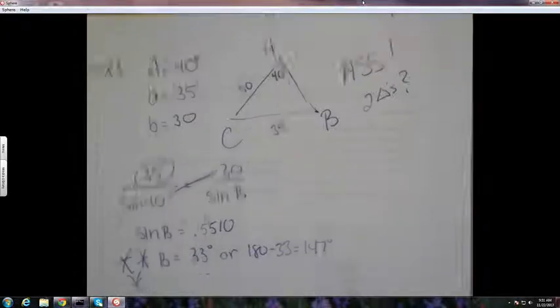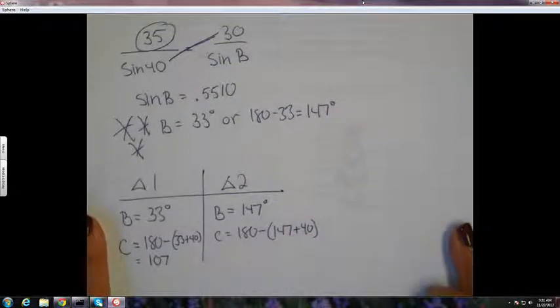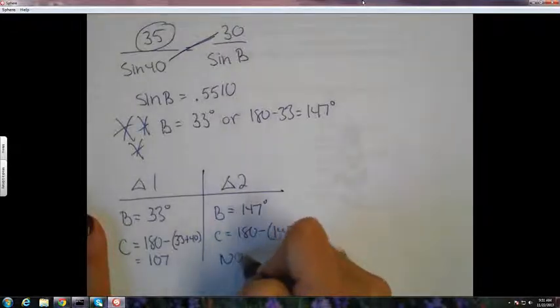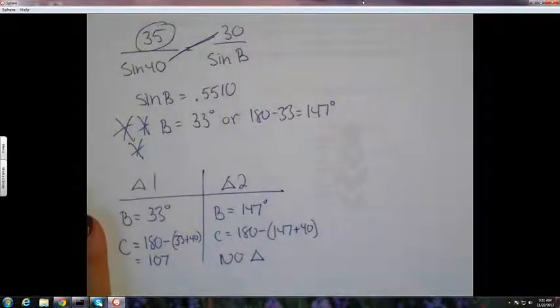Why doesn't it exist? It's already over 180 for those two. So this second triangle doesn't exist. Just the first one does. So there's no second one, but there is a first one. So you see, you don't have to tell before you start. It all just kind of falls into place if you remember to check for the second one. If you don't, then you're out of luck.